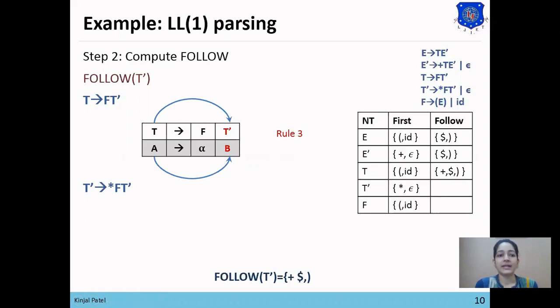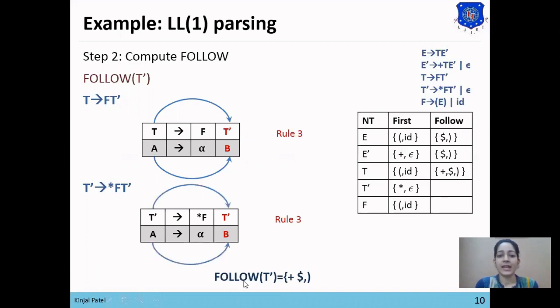Now the second statement is T dash produce star FT dash. So we are finding follow of T dash. As there is no symbol following T dash, follow of T dash will be added in follow of T dash. We will apply rule 3. As we are already in follow of T dash, no more symbol will be added in follow of T dash. So follow of T dash is plus, dollar and closing bracket.